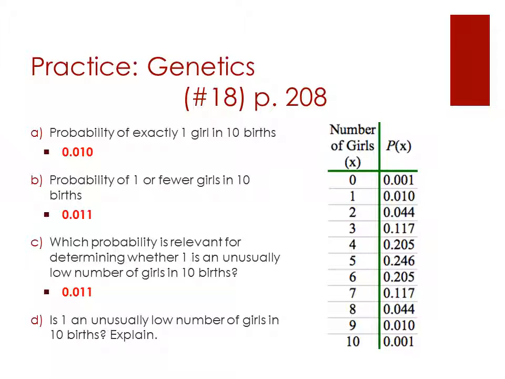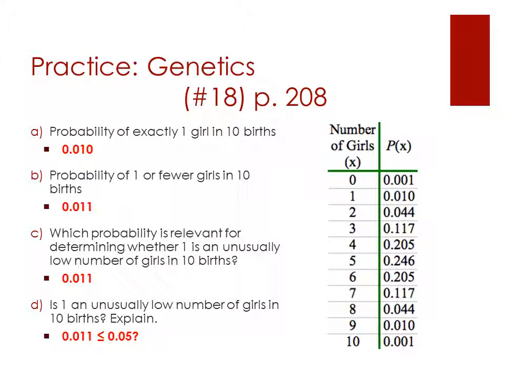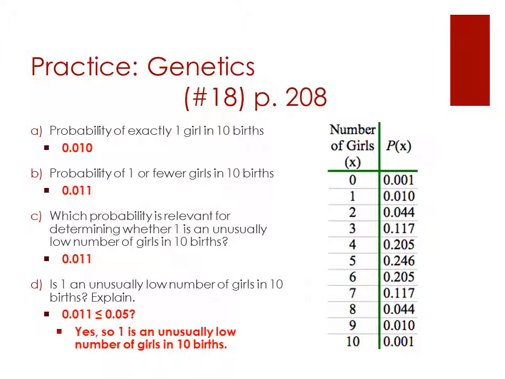Okay? Then our last question, is 1 an unusually low number of girls in 10 births? So if we're looking at that, you should have your probability of 0.011 less than or equal to 0.05 and then assess the accuracy of that statement. Is that a true statement? And in this case, yes, it is a true statement. So 1 is an unusually low number of girls in 10 births.